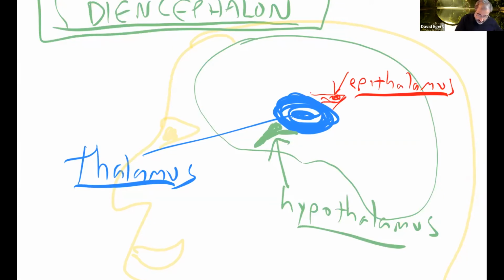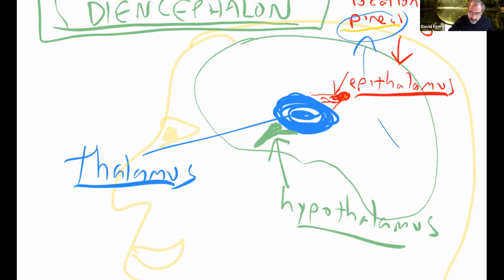Let's start with the epithalamus. The epithalamus is the roof of the third ventricle. Its main claim to fame is that this is the location of the pineal gland. Pineal gland means from pine cone. It looks like a little pine cone up in there. The pineal gland makes, in fact, let's just talk about it now since we'll have to talk about it eventually, melatonin.